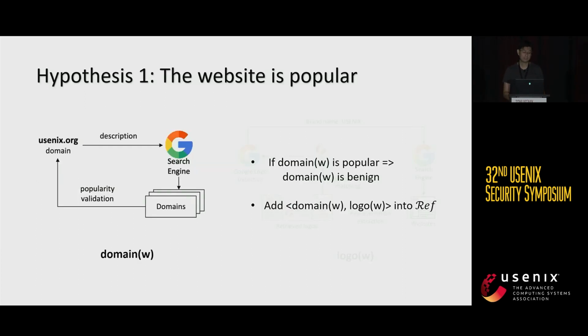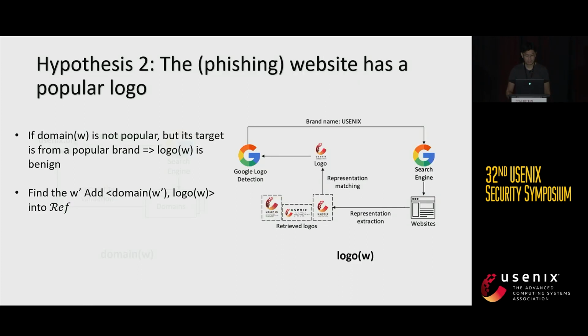Based on this idea, we try to validate two hypotheses. The first hypothesis is that we assume the website is popular. In this case, we take the domain information and its descriptions and feed them into the search engine. The search engine returns several high-ranking recommendations, and we see whether the domain appears in them. The second hypothesis is that we assume the website is phishing, and it is targeting a popular logo.